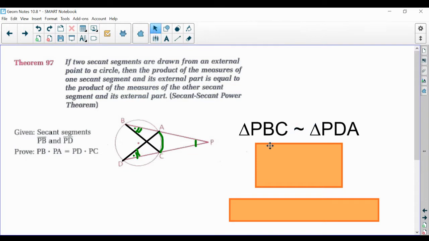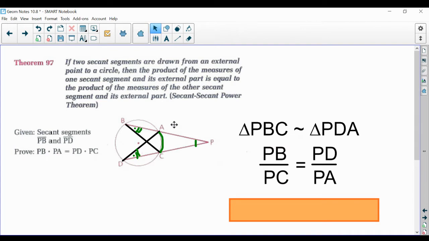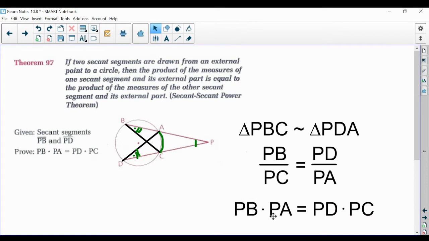And if I get similar triangles, I can set up a proportion. PB, the whole thing, is to PC, the outside part of the other secant segment, equals PD, the whole thing, over PA, the outside part of this secant segment. So I can cross multiply and get outside part times the whole thing equals outside part times the whole thing.